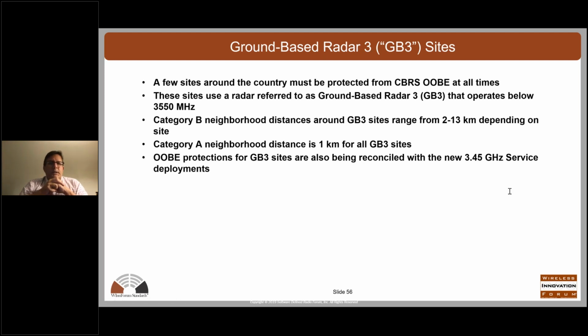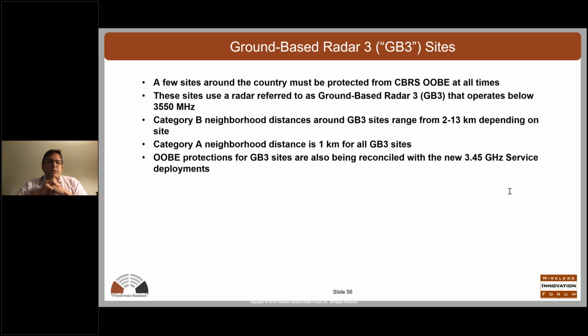So then there's finally a few sites around the country. We call these GB3 sites because the radar that operates there, the DoD refers to anonymously as ground-based radar 3. These are areas that are protected from CBRS out-of-band emissions at all times. In other words, we must protect them from out-of-band emissions, whether they've indicated that they're operating there or not. We have to presume they're operating at all times.